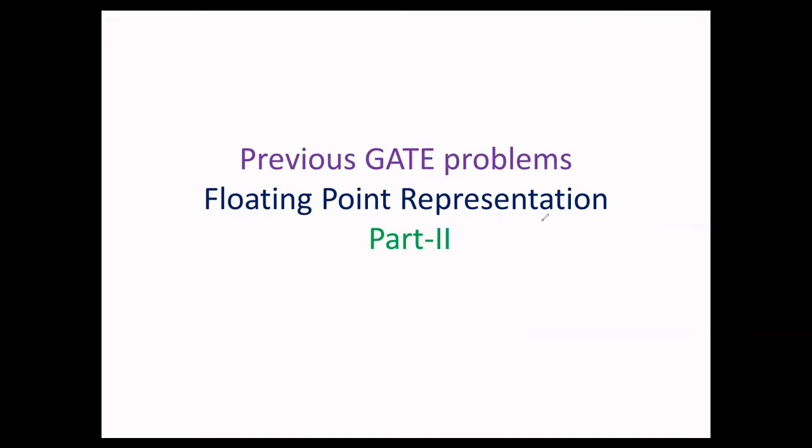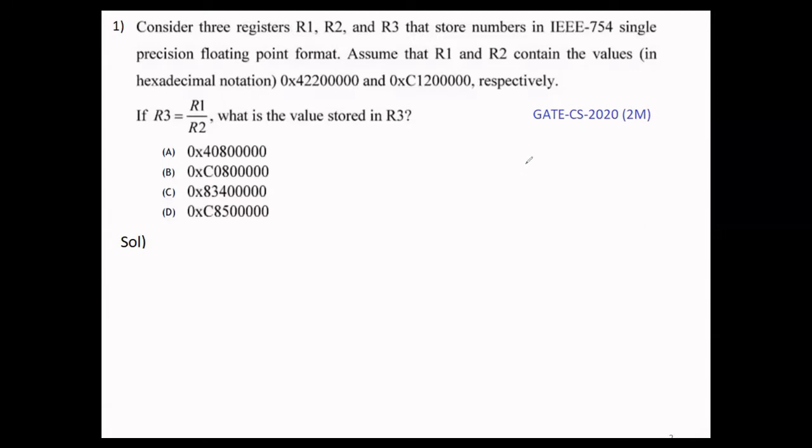In the last lecture we discussed some previous GATE problems on the floating point representation concept. In this lecture we are going to solve some more previous GATE problems, as part 2 on the concept of floating point representation. This problem was asked in GATE 2020 for 2 marks. Three registers are given, R1, R2, R3, which can store IEEE 754 single precision floating point format. That means 32 bits.